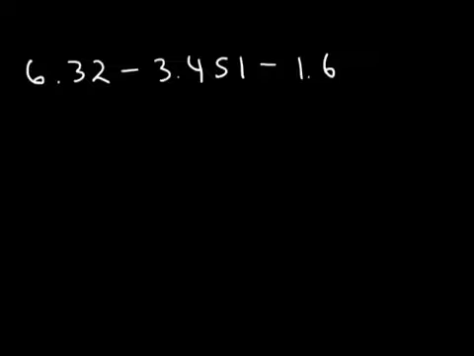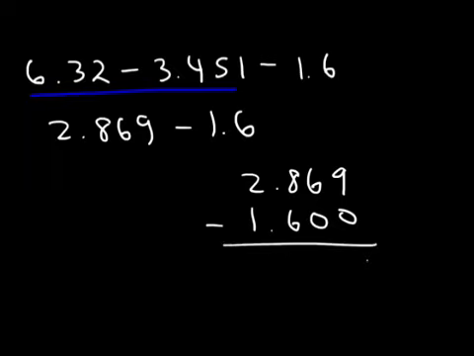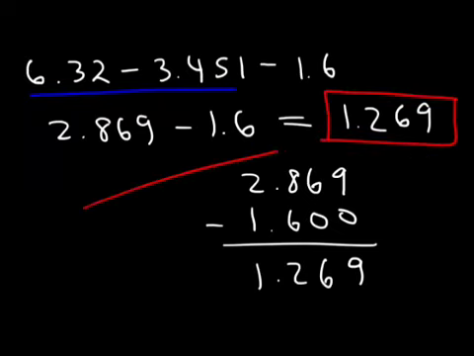So now, let's replace the first 2 numbers with 2.869. And so let's subtract that by 1.6. So 9 minus 0 is 9. 6 minus 0 is 6. 8 minus 6 is 2. 2 minus 1 is 1. Thus, the final answer is 1.269. And so that's what you can do if you have a subtraction problem with 3 numbers.